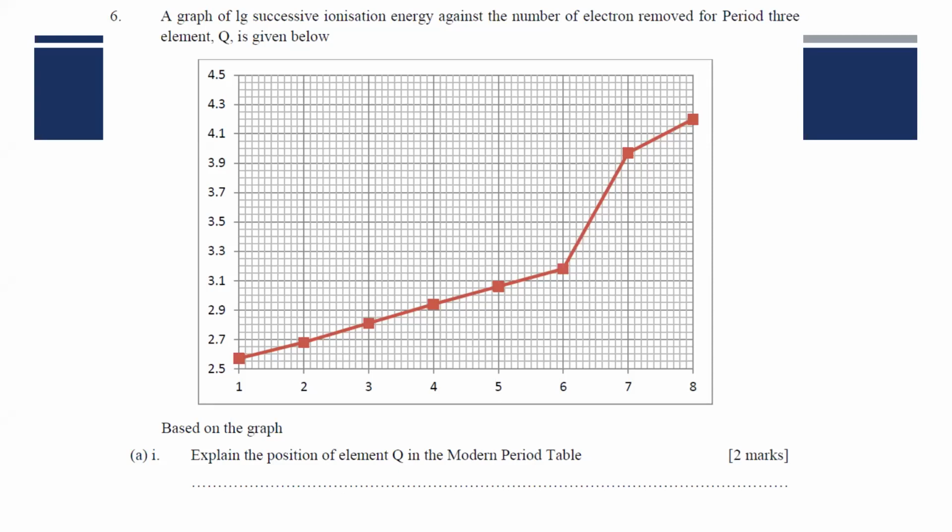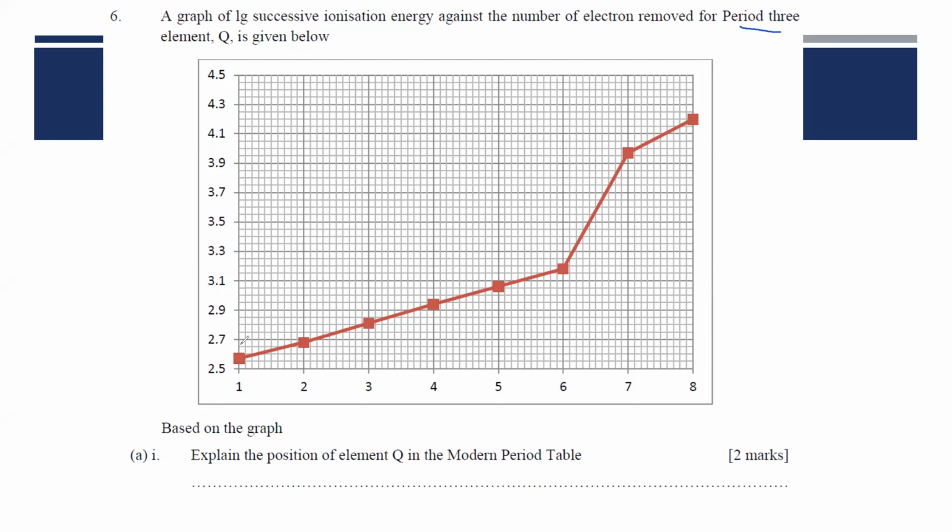A graph of log ionization energy against the number of electrons removed for period 3 element Q is shown below. So this is period 3 elements. I do take note that this is period 3 elements. Okay, so based on the graph, number 1, explain the position of element Q in the modern periodic table.